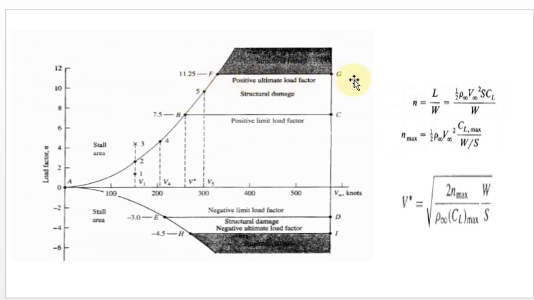F and G again, the straight line is called the positive ultimate load factor. This is the limit load factor and this is the positive ultimate load factor. Two slides before, we discussed the meaning of limit load factor and ultimate load factor. After the positive limit load factor, the structure may get damaged or deflected, but once n value reaches 1, it will come back to its original state. But beyond the ultimate load factor, structural damage will definitely happen. That is the meaning of these two parameters.